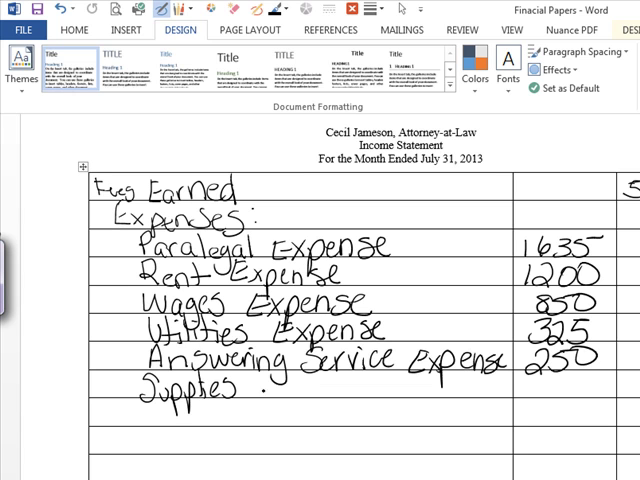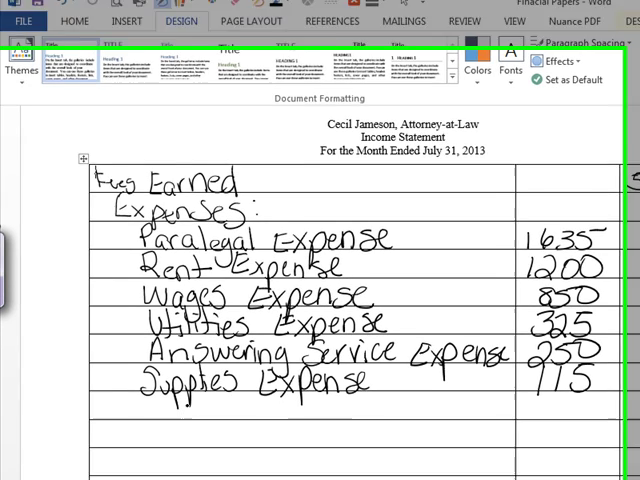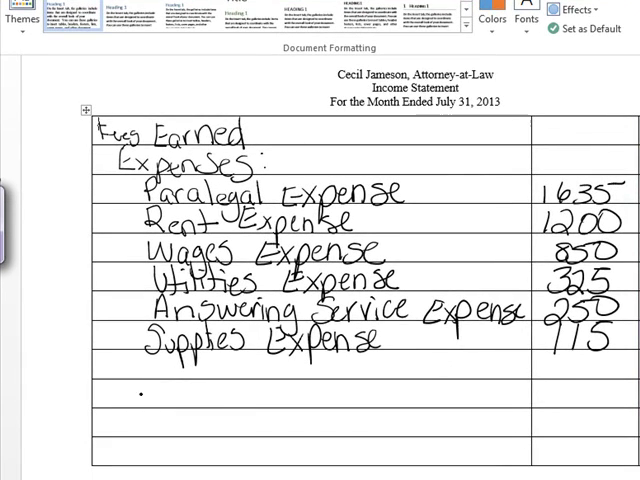Remember, supplies expense is the account that we create after we use some supplies and we determine the value of what we used. We convert it over to supplies expense. That's considered to be an adjusting entry. And last, we have miscellaneous, and that was $75.